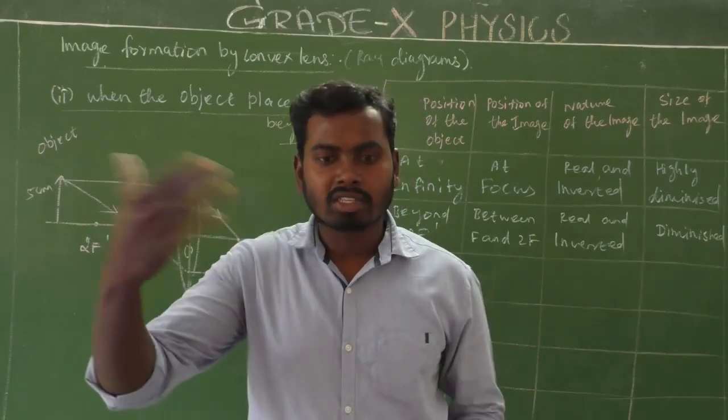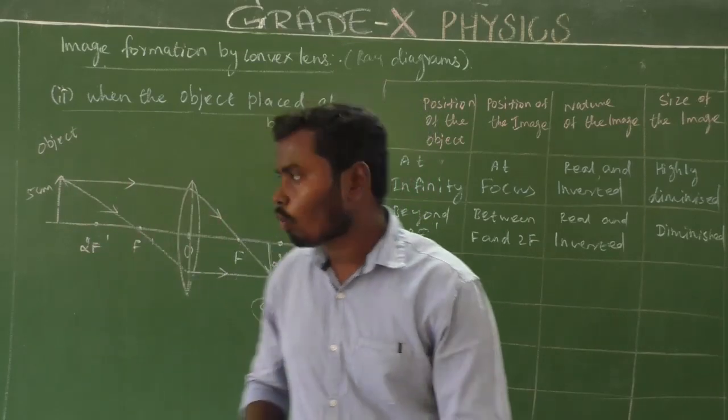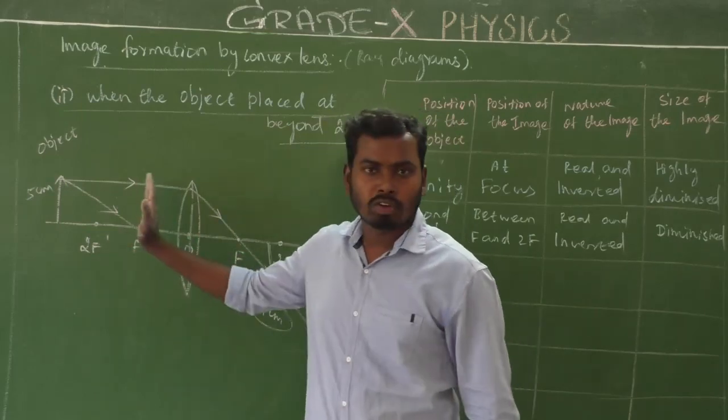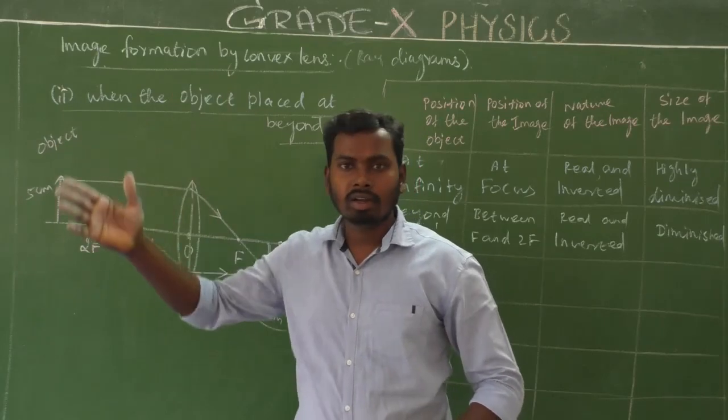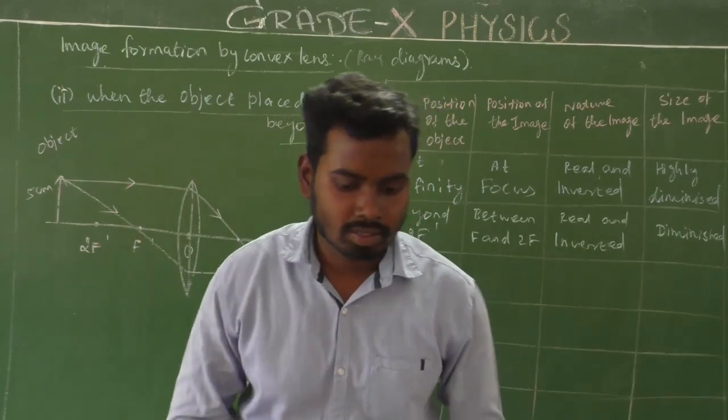The remaining will start in the next class. Next we are going to place the object at different positions from the convex lens. Next we will see where the image is formed at different positions. Is that clear? Yes. Thank you, students.